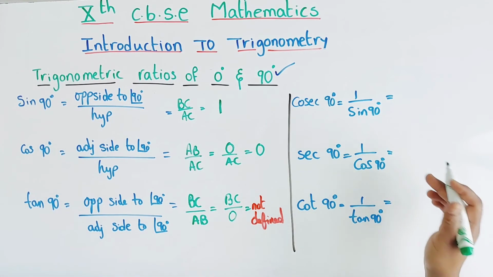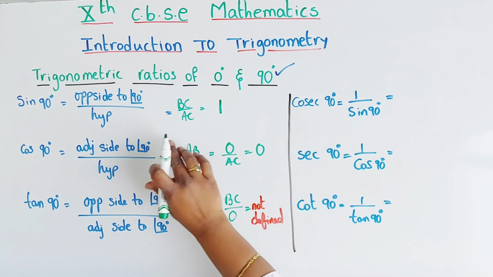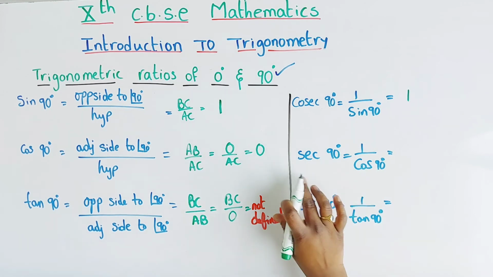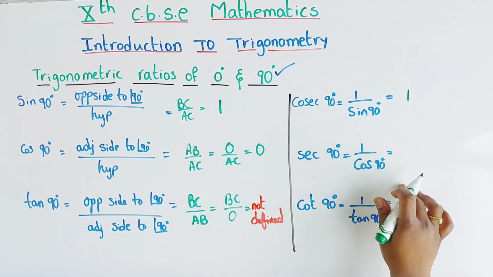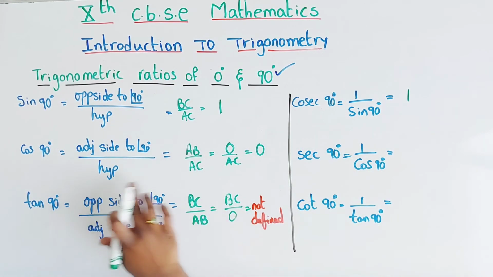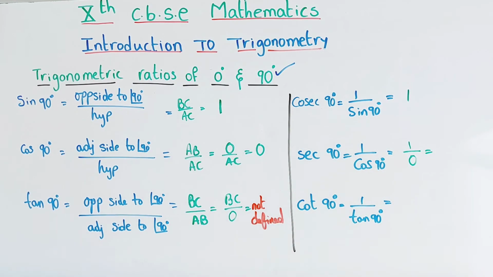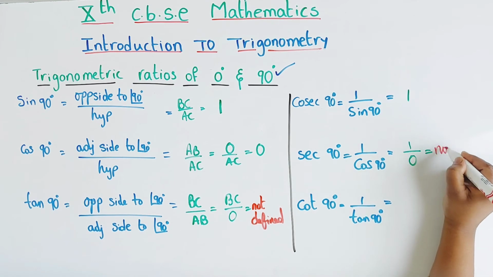Cosecant 90 degrees, children, is 1 by sin 90 degrees. Reciprocal of sin 90. That is 1 by 1, again 1. Now secant 90 degrees, 1 by cos 90 degrees, children. Cos 90 is 0. That means 1 by 0. It is not defined.